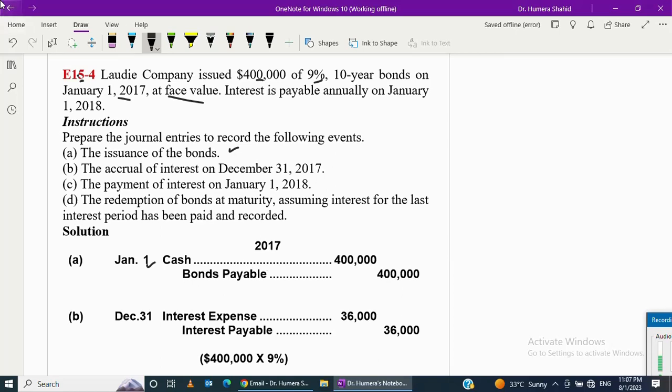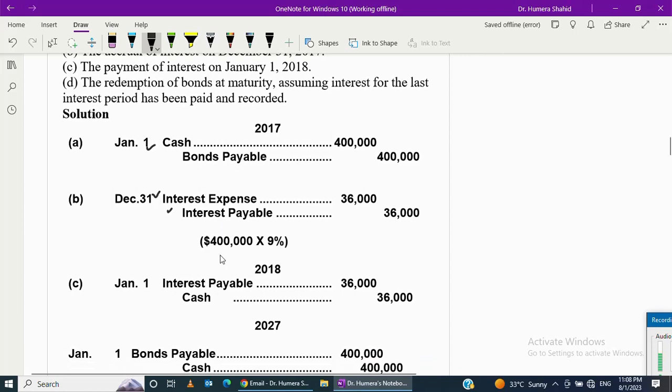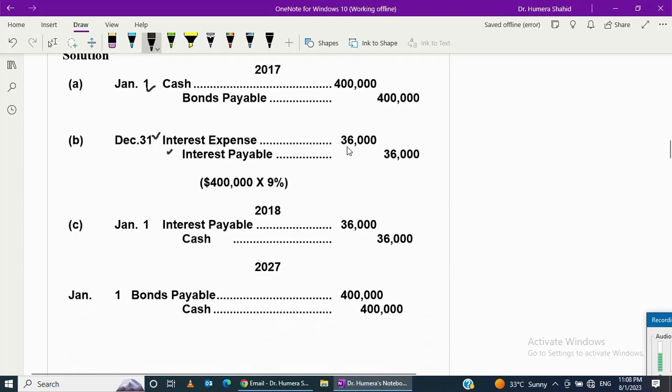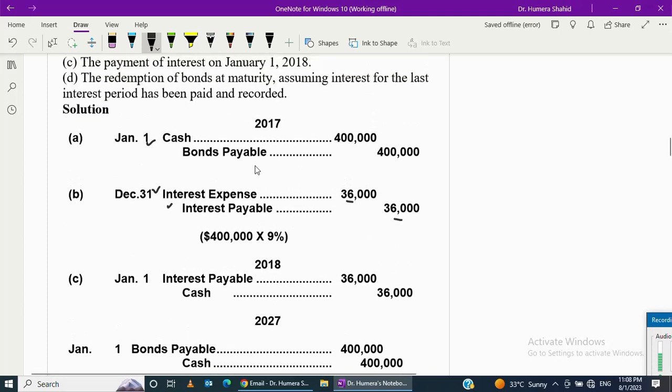Then you have December 31st, 2017, accrual of interest you have to record. So I'm recording it over here. Interest expense gets debit, interest payable gets credit, and 9% is the contractual rate. Value is 400,000. So when I multiply them, I get 36,000 as interest expense and interest payable.